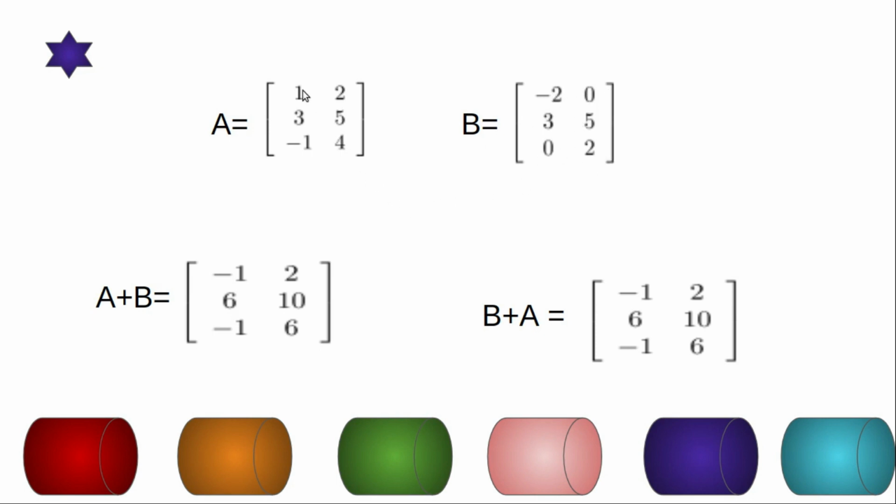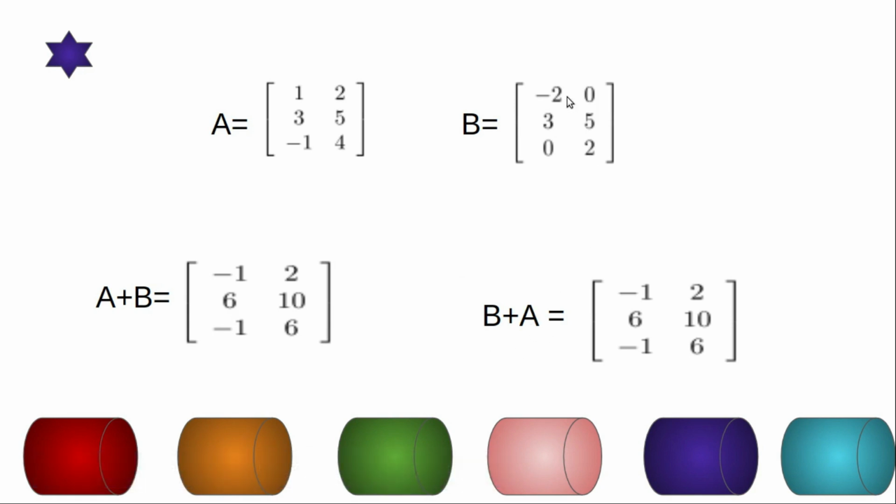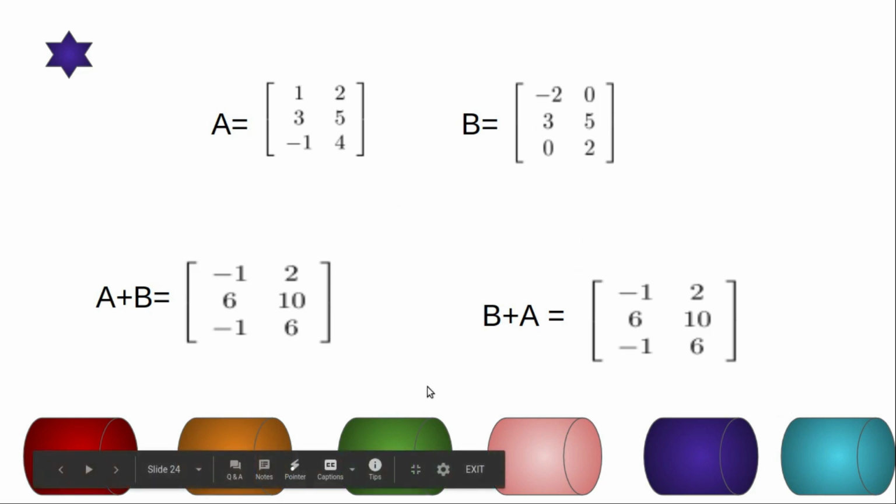Now A plus B: 1 plus minus 2, minus 1. 2 plus 0, 2. 3 plus 3, 6. 5 plus 5, 10. Minus 1 plus 0, minus 1. 4 plus 2, 6. Now B plus A: minus 2 plus 1, minus 1. 0 plus 2, 2. 3 plus 3, 6. 5 plus 5, 10. 0 plus minus 1, minus 1. 2 plus 4, 6. Clearly A plus B is equal to B plus A.